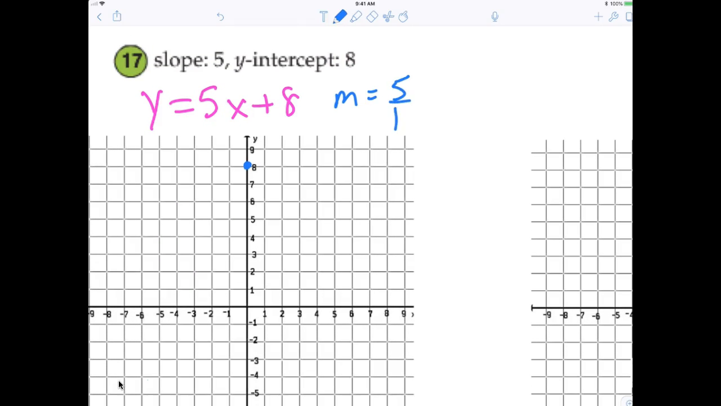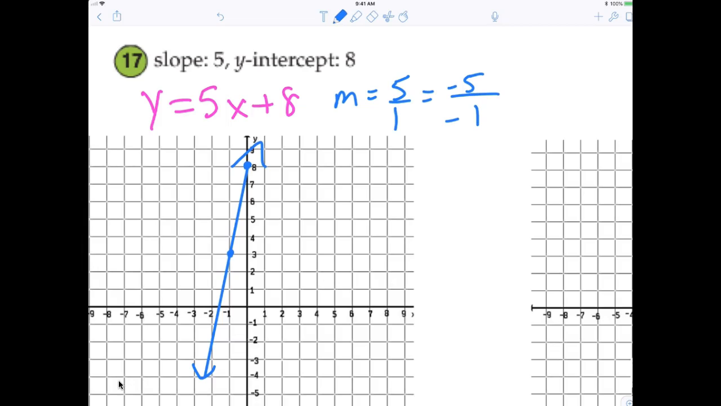M equals 5 over 1. I can't go up 5. So what is equivalent to 5 over 1? Negative 5 over negative 1. That is equivalent. Negative 5 over negative 1. Does everybody see how that's equivalent? Now instead of going up 5, I'm just going to go down 5 and over to the left 1. And now graph the line. It is very simple. That's what I'm saying. Ask now. All right. Anybody have any questions with 17?